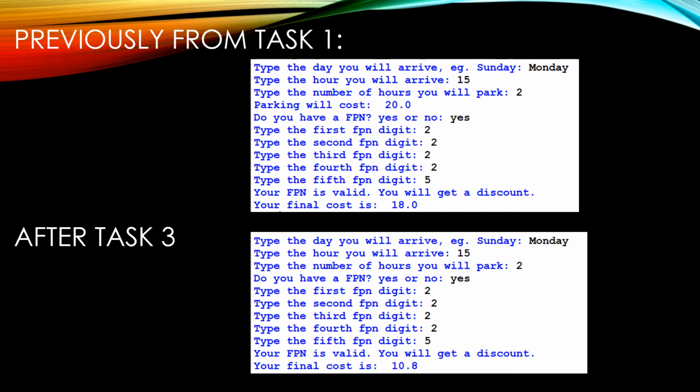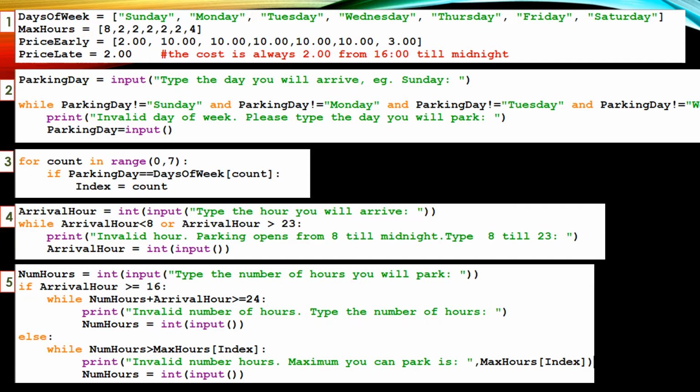But after programming Task 3, so after we make the payments fairer, and you come in on Monday at 15 o'clock and you park for 2 hours, then you would pay one of those hours as $10 plus the second hour as price late, which is $2. So you would have to pay 12, and if you get that discount of 10%, because the discount of the frequent parking number depends on what time you arrive, you'll only have to pay 10.8. So there's a huge difference between the payments from Task 1 to Task 3. So let's look at what we're going to do to be able to solve Task 3.